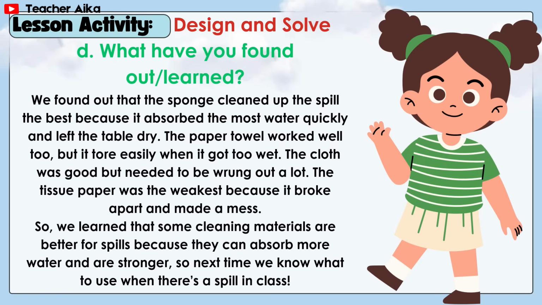Answer: we found out that the sponge cleaned up the spill the best because it absorbed the water quickly and left the table dry. The paper towel worked well too, but it tore easily when it got too wet. The cloth was good but needed to be wrung out a lot. The tissue paper was the weakest because it broke apart and made a mess.